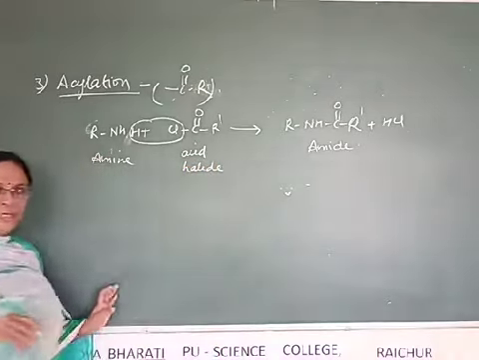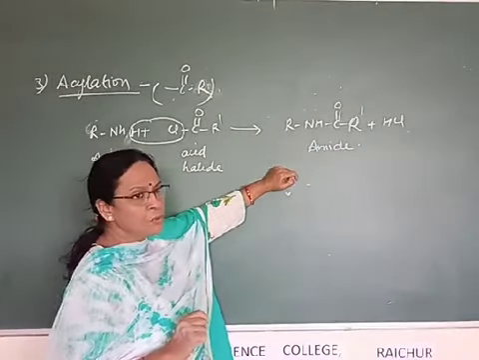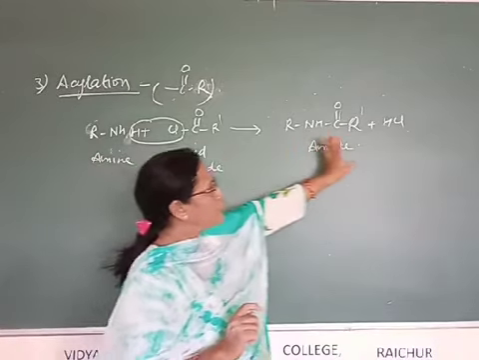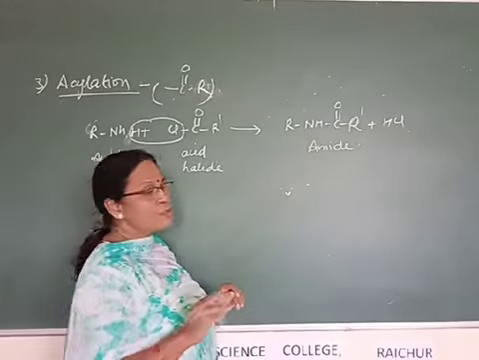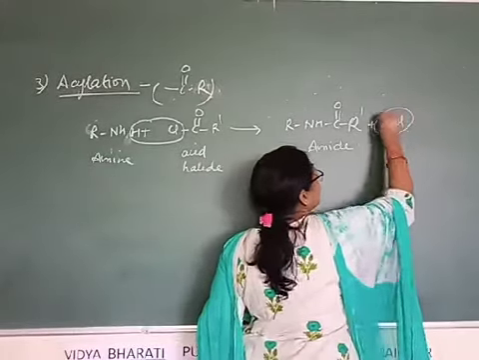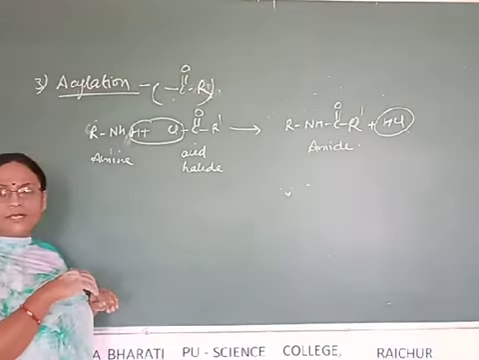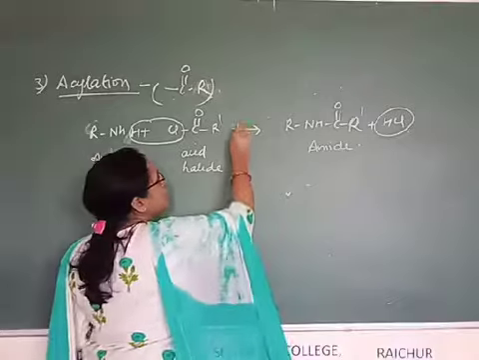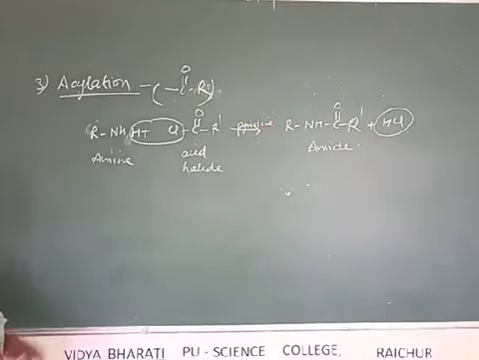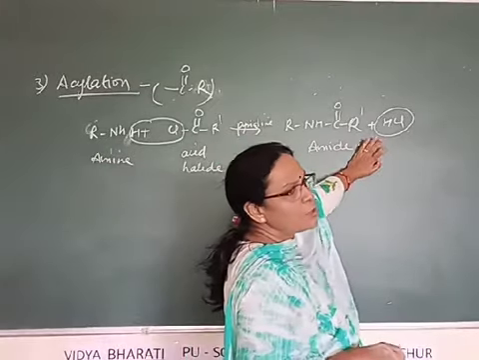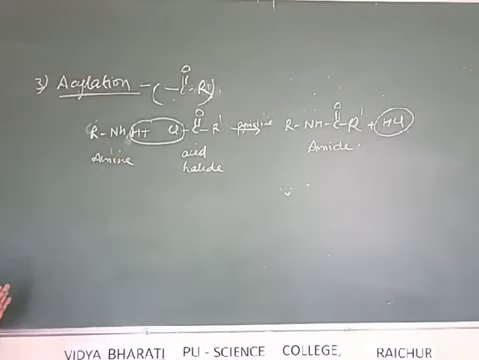Now, if we want to increase the yield, the production of amide, what should we do? To shift the equilibrium towards the right hand side, we have to remove the product. Okay. So if we remove this product, that is HCl, then our equilibrium will be shifted in the forward direction. In order to do this, we carry out the reaction in the presence of a base like pyridine. So pyridine will neutralize the hydrochloric acid formed and therefore the equilibrium will be shifted towards the forward direction.